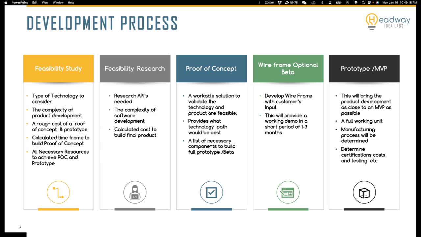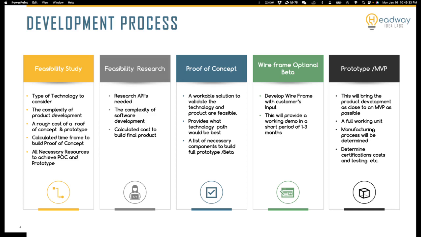The complexity of the product development, how complex is this going to be? You want to do a study on that. You want to research that. You don't want to start building anything yet. And if you're a tech person like me, you're going to want to start building right away, but don't do that, please. Thirdly, a rough cost of a proof of concept.